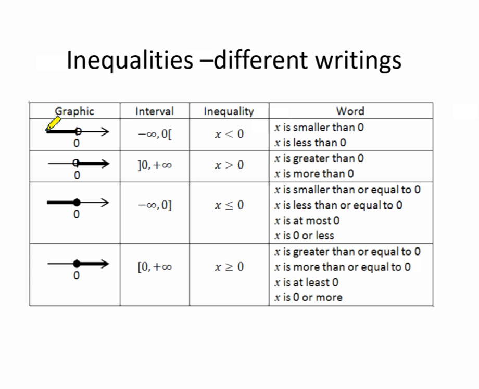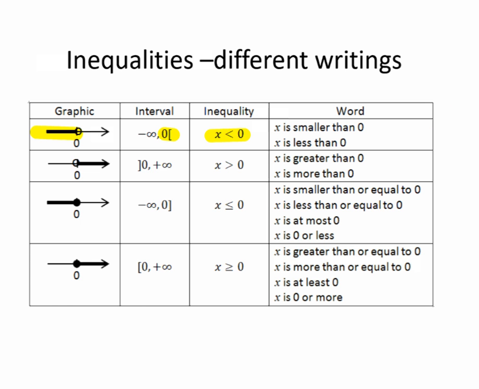We can do it graphically. So if you look on the number line, it's coming from left and it stops at 0, but 0 is not included. So we're going to leave the bracket facing out. And when we write it, we're going to write that x is smaller than 0. That's the inequality. And in words, what does it mean? You can use the words smaller than or less than, and that's going to work for both.